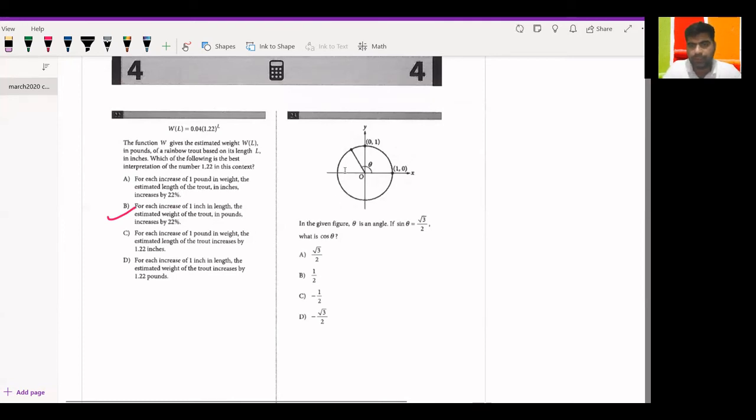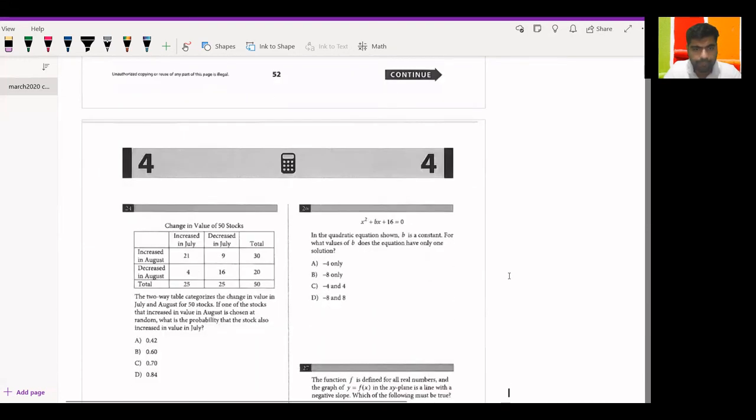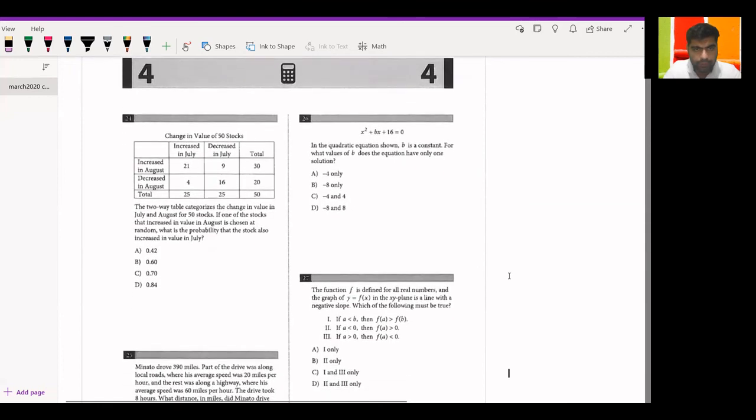Theta is in the second quadrant. Sine is positive, but cosine is negative in the second quadrant. If sine is √3/2, cosine is not going to be √3/2. It's going to be a negative number, which is not √3/2. So C. '24.